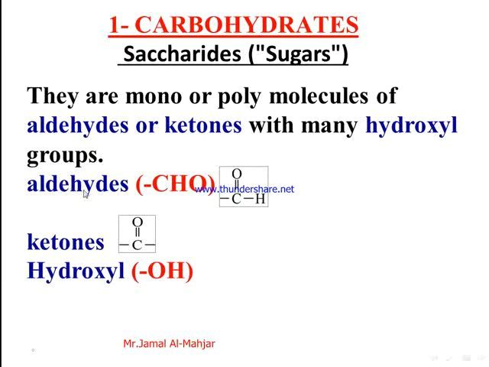The functional group of aldehyde, we can write it CHO or C double bond OH. CHO, not COH. CHO or C double bond OH, it is the same. Ketone, the functional group, it is C double bond O without H. This one is between two carbon atoms, but the aldehyde is terminal. Hydroxyl group is OH.